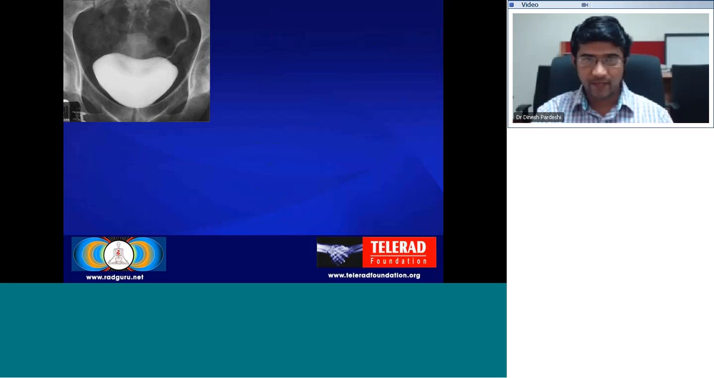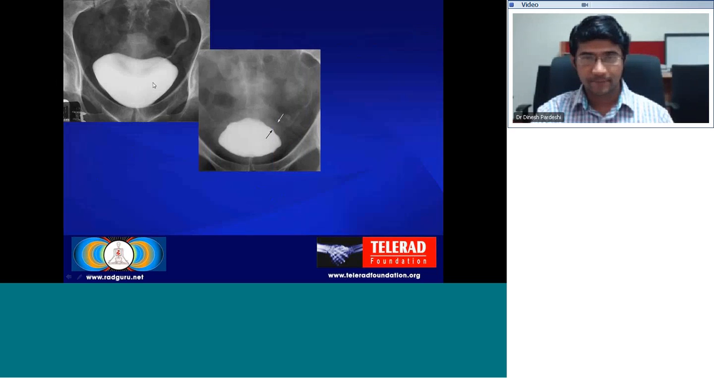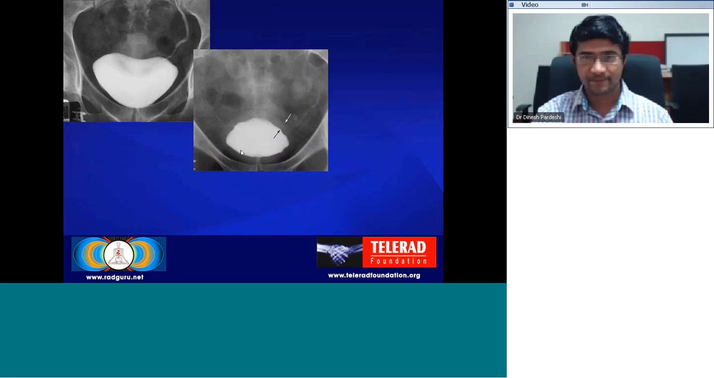So by 15 to 30 minutes, normally the bladder gets filled, and on full bladder fill, we'll see the homogeneous representation of the contrast. As against that, here we see the contrast material is opacified and it has a lobulated contour. And normally we don't see the bladder wall, but here the bladder wall is seen very distinctly and it's thickened. So this is suggestive of cystitis.